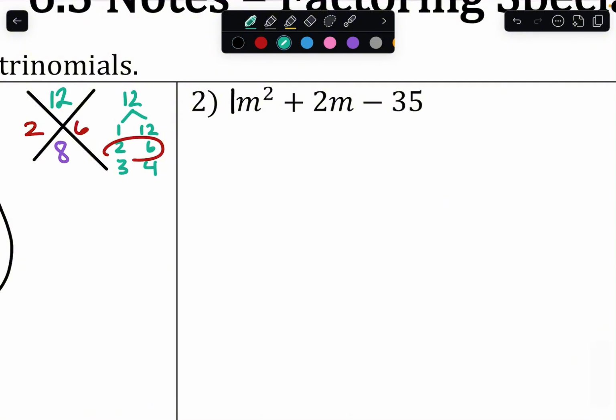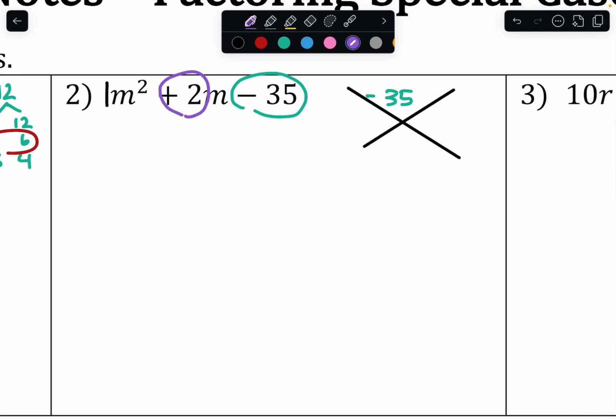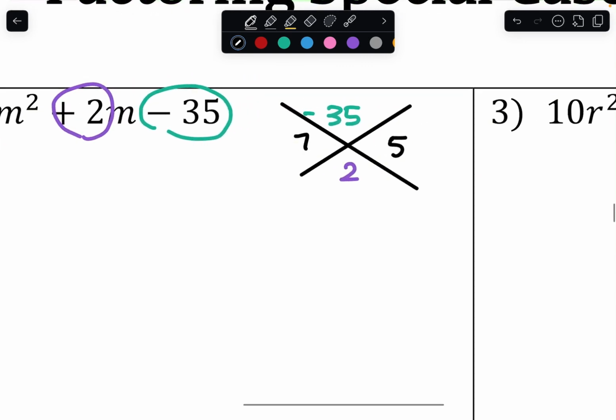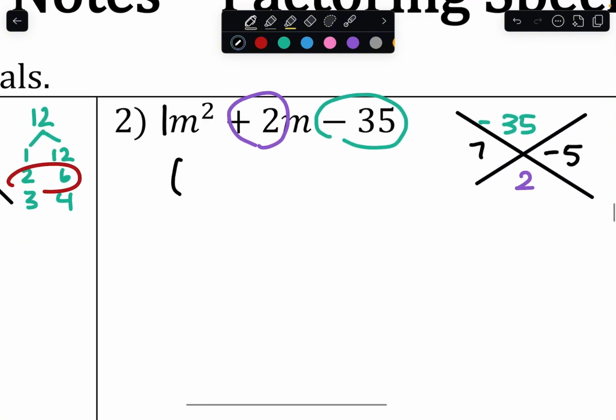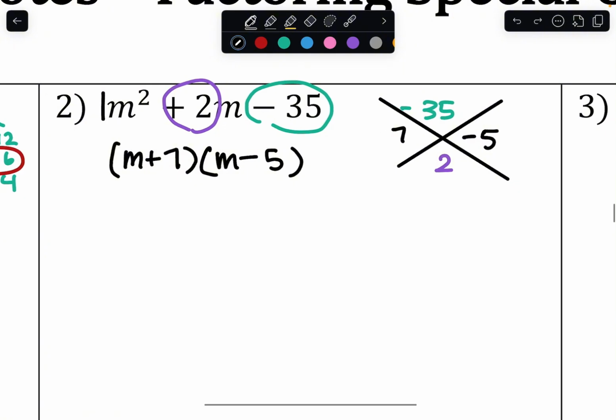Okay, in this next example, we are looking for two numbers that multiply to negative 35, but add to 2. Okay, 7 and 5 will work to multiply to positive 35. To multiply to negative 35, but add to positive 2, the 5 would need to be negative. And so this factors to m plus 7, m minus 5. If this were a negative 2, we would have made the 7 negative and the 5 positive.